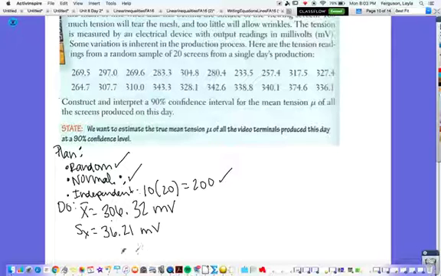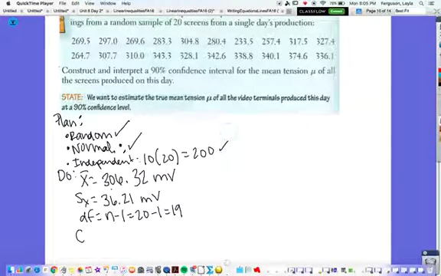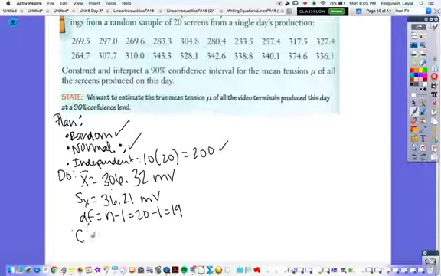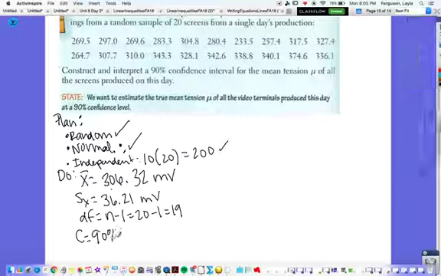Alright, so we are going to also have to have our degrees of freedom for this. And so that's n minus 1. N, of course, was 20. So 20 minus 1 gives us 19 for our degrees of freedom. And it tells us that we are using a 90% confidence interval. So our confidence is 90%.